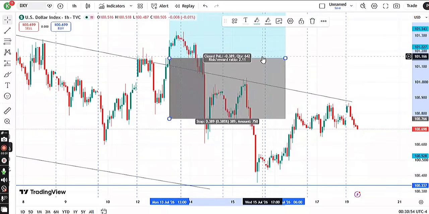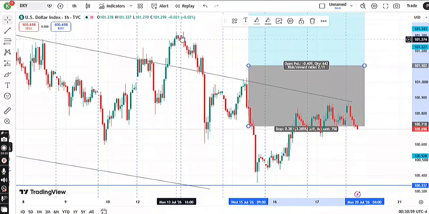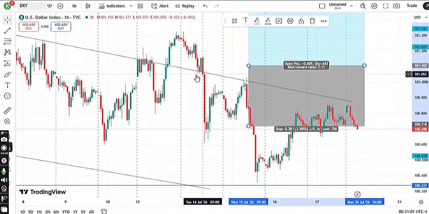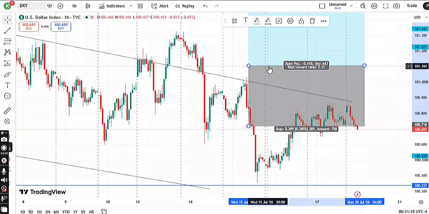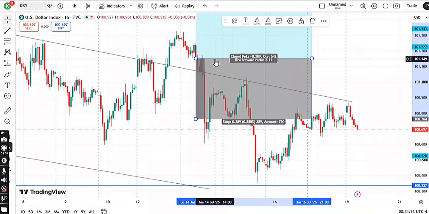Now let's look at those that would have waited for a retest. The market came back to this trend line, and it looks like it rejected the trend line and created this bullish candle. So many people would have entered the trade immediately this bullish candle closed. This is what would have happened to you: you would have lost this trade.